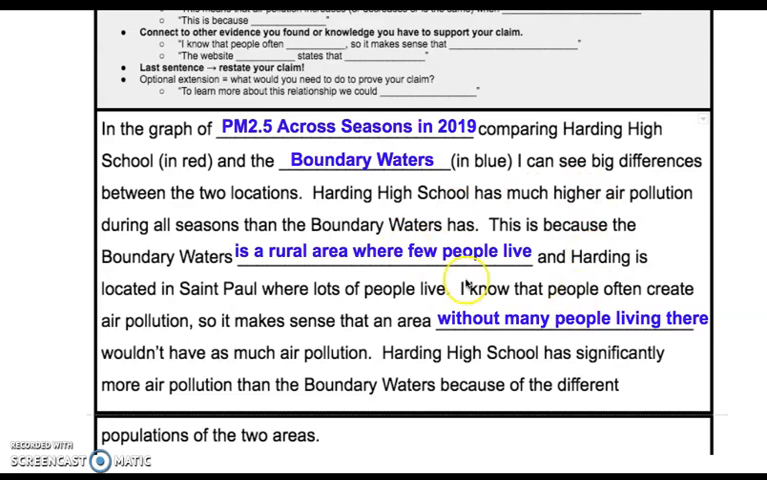Then I went into why I think that is happening. So this is because, this is what you think is happening. Why is this pattern here? And then I connected it to what I know about air pollution, that it's generated by people. So if you don't have very many people, you won't have as much air pollution. And then the very last thing is that our last sentence restates our claim. And so I'm restating my claim here in this last sentence. So hopefully this helped you think through using this data like a biostatistician would to make claims about its effect on people and why those things might be happening.